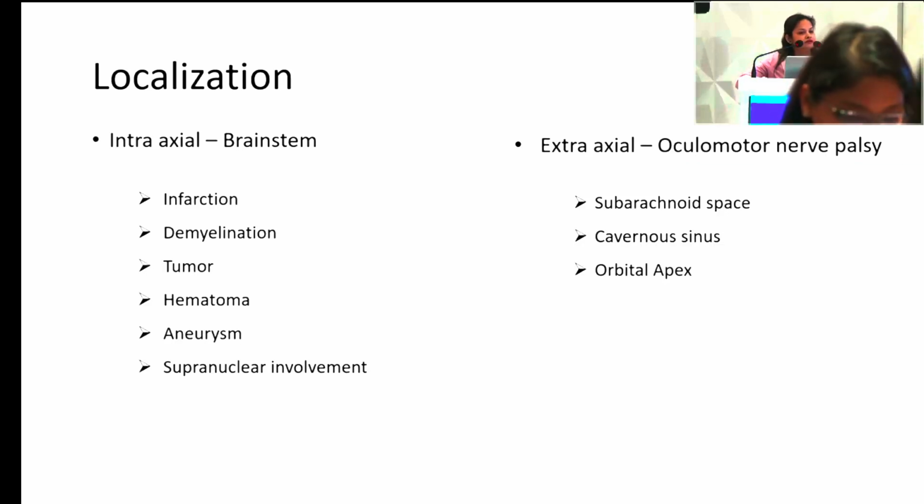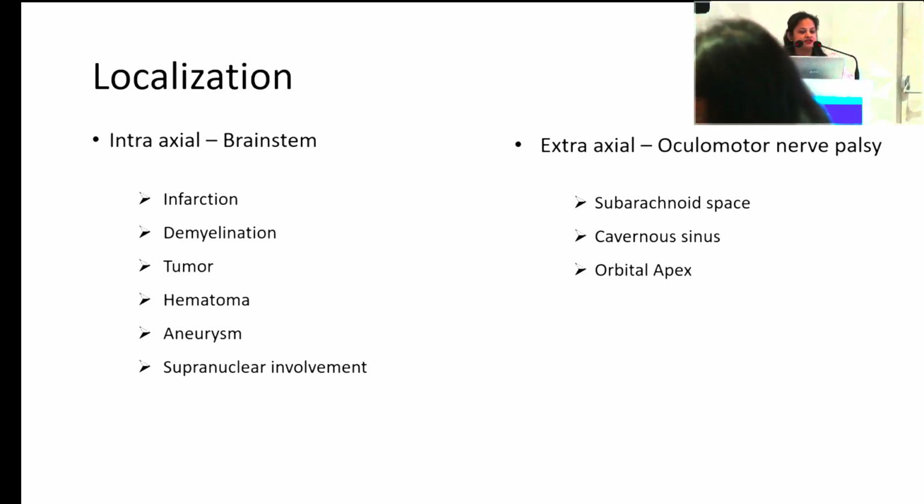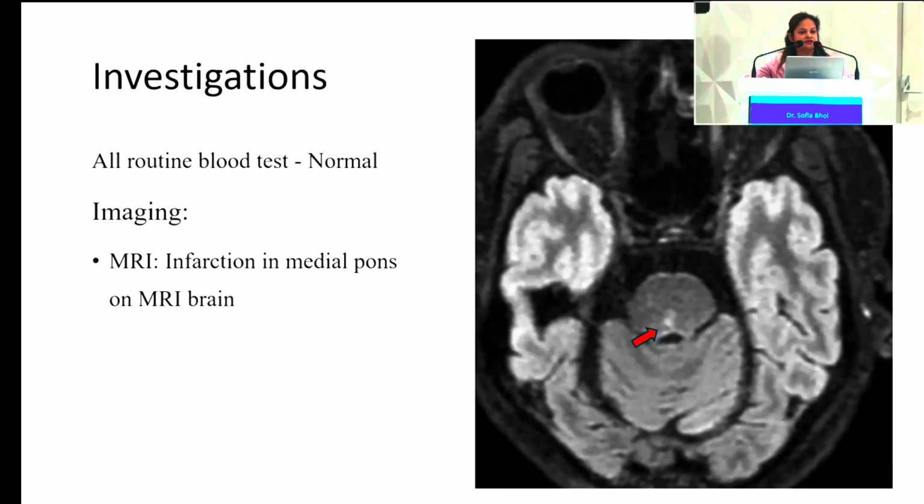The etiology of double vision or diplopia, according to localization, can be intraaxial and extraaxial. Intraaxial causes are infarction, demyelination, tumor, hematoma, and aneurysm, and extraaxial causes are oculomotor nerve palsy, which can be in the subarachnoid space, cavernous sinus, and orbital apex. Coming to the investigations, all the routine blood tests were normal, and on MRI, there was an infarct in the right medial pons.